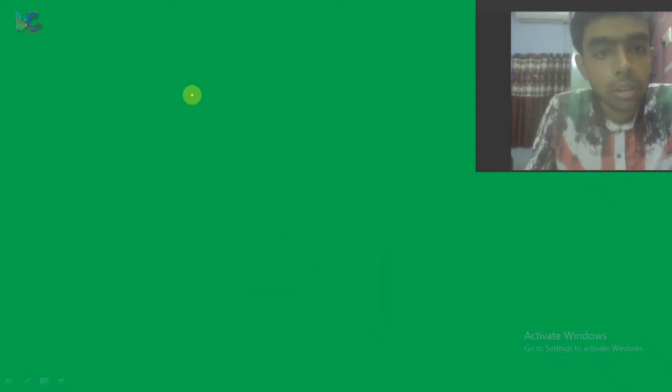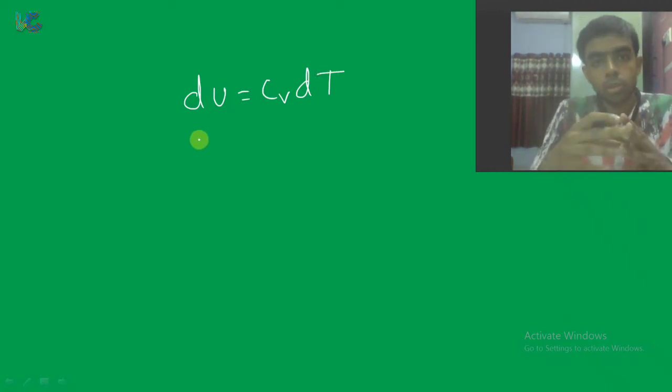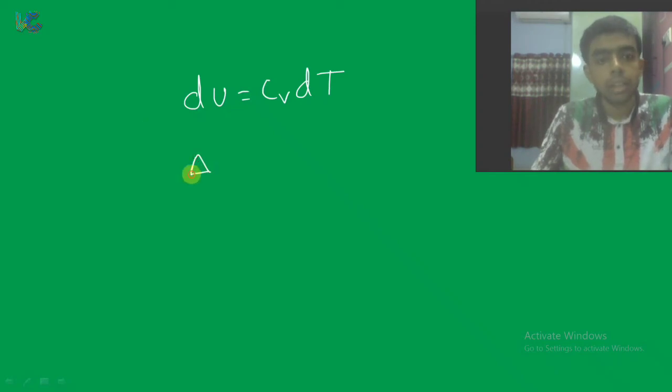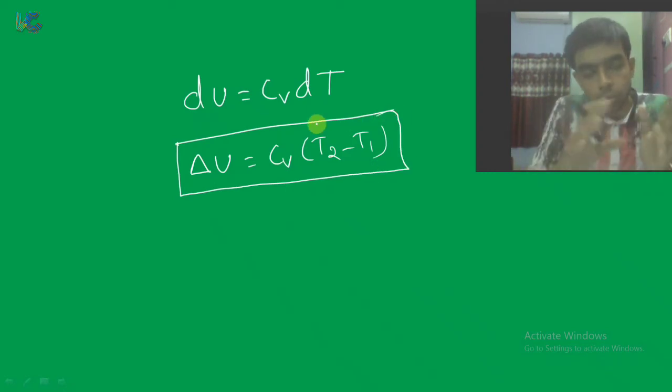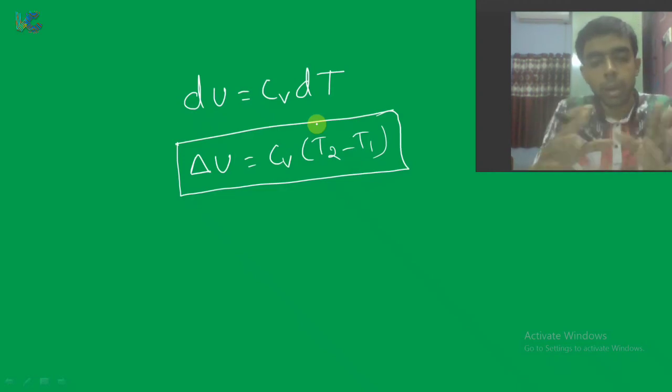So you have this also, dU equal to Cv dT. Now here also two cases are possible. Cv may be a function of temperature, Cv may not be a function of temperature. If Cv is not a function of temperature, then you will get delta U is equal to Cv into T2 minus T1, and if Cv is a function of temperature, then the function will be given to you. You put the value of Cv, do the integration accordingly, and you will get the value of delta U.